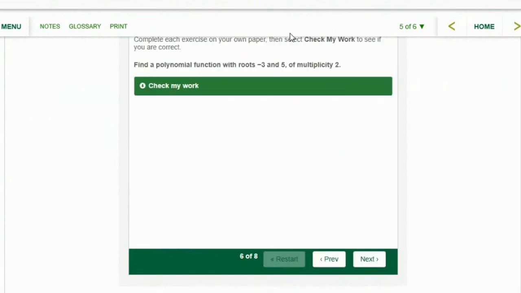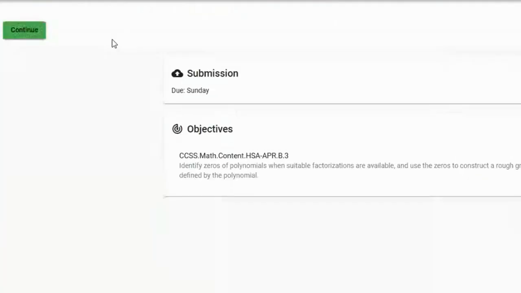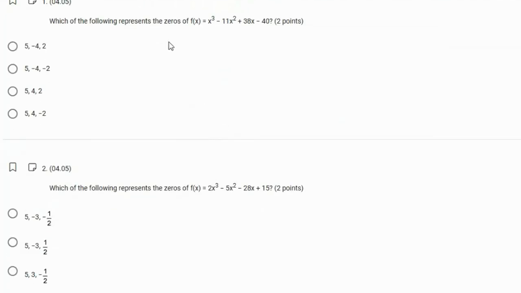8 problems. All right, let's look at the assignment for this first one. Then we'll go look at our graphing lesson, which should be quicker. Which of the following represents the zeros of this? What are the zeros of that? Basically, you're just solving that to figure out what the zeros are. And I'm guessing 5 is one of them because every one of the choices has a 5.